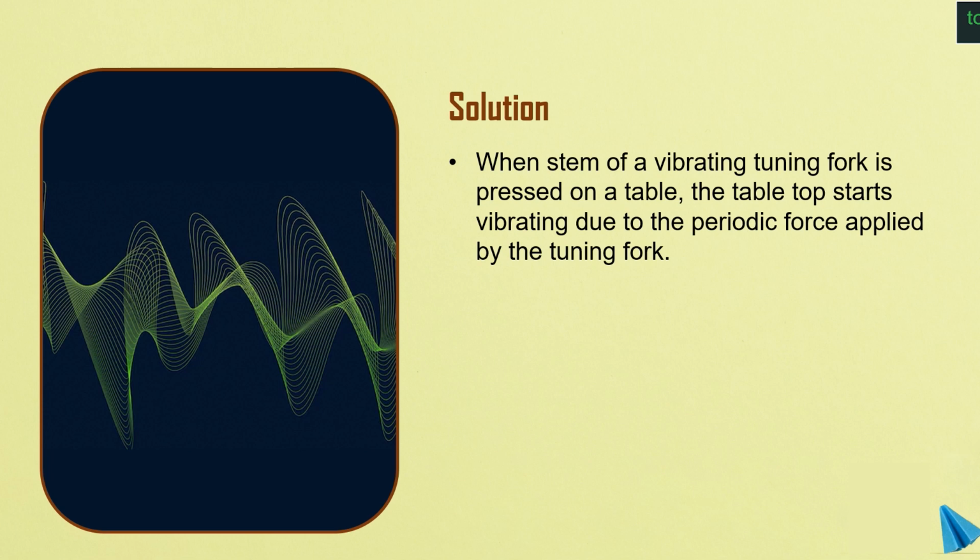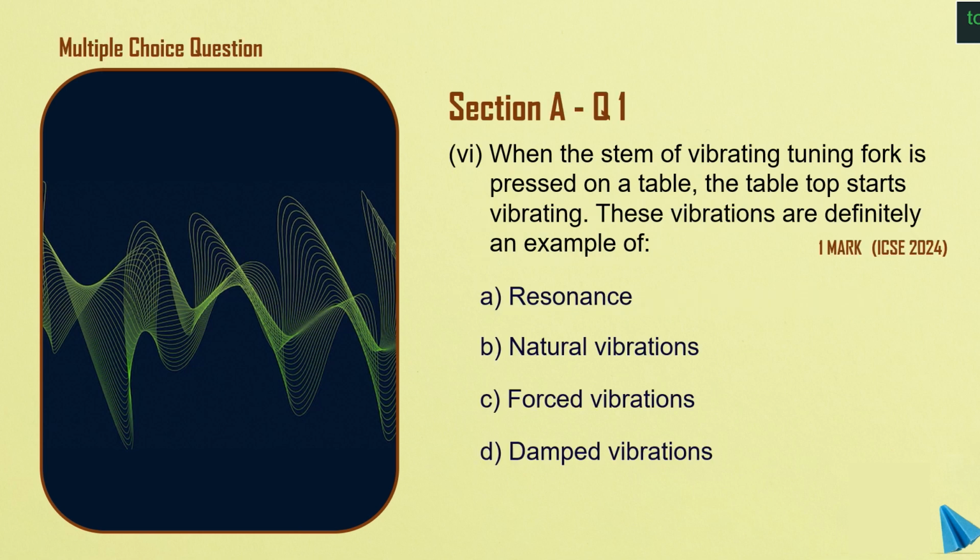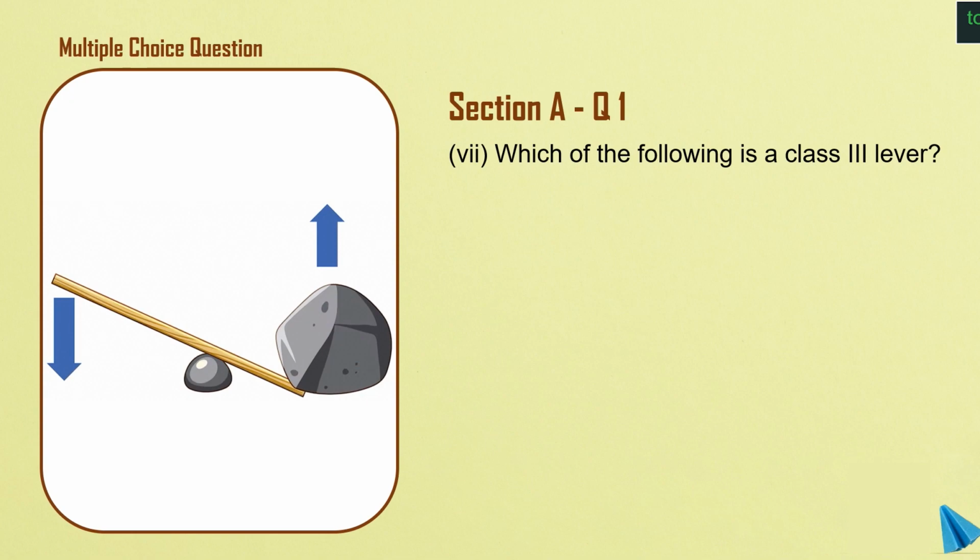So when the stem of a vibrating tuning fork is pressed on a table, the table top starts vibrating due to the periodic force applied by the tuning fork. This is an example of forced vibration. So forced vibration is the correct answer. Let's have a look at the next question.